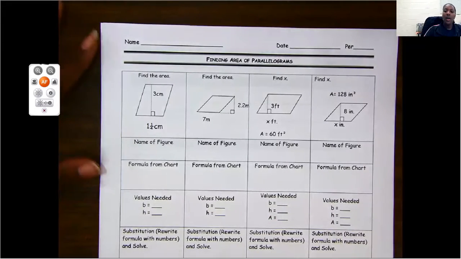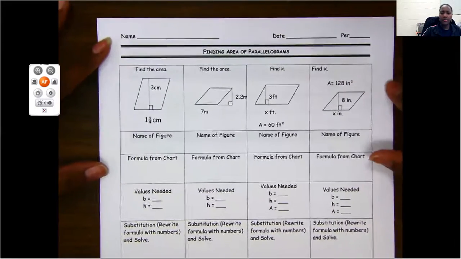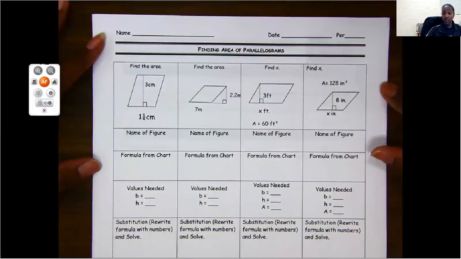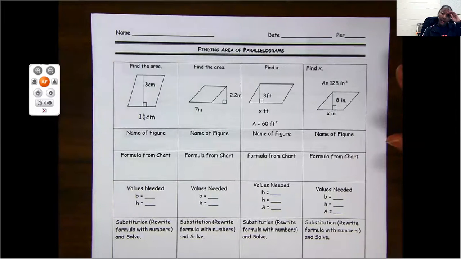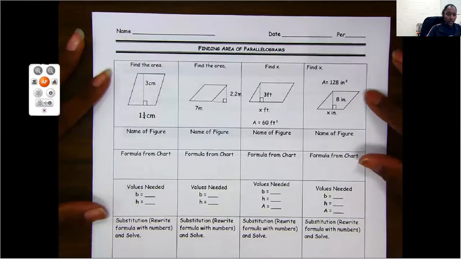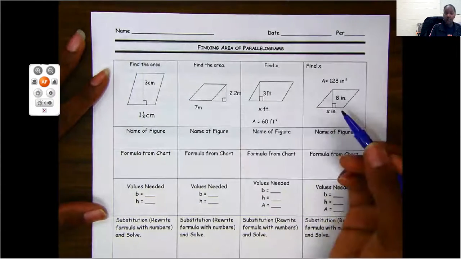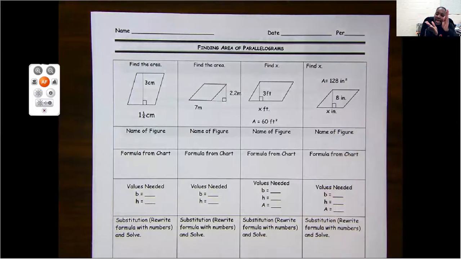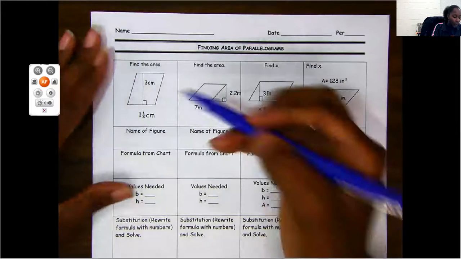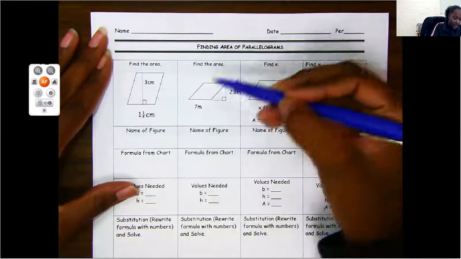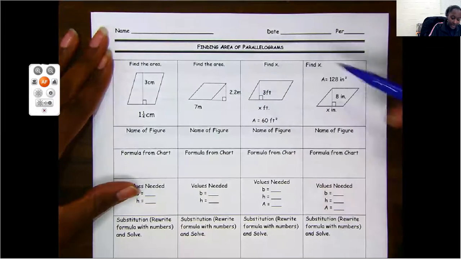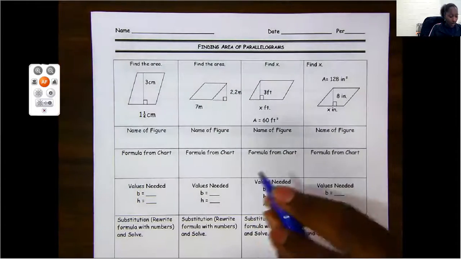All right. Finding the area of parallelograms. Here are our notes. We have 4 examples. We have 2 where we're finding the area and 2 where the area has been given to us. So we need to work backwards to find the missing piece. All right, so the name of our figures, all of these are parallelograms. Notice that they have a little slant to them and each one of them has a line indicating where the height is. So that's how you know it's a parallelogram.